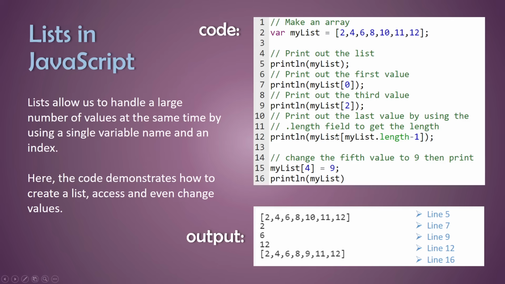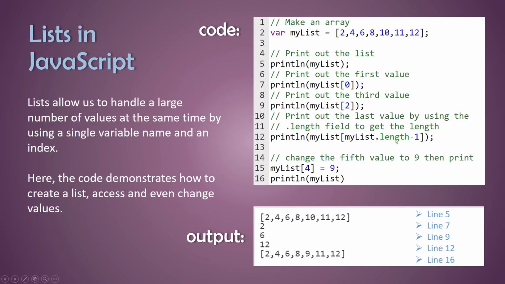And now how do we get the last value? Well, remember it starts at 0. So the length of this list is, what is it? 1, 2, 3, 4, 5, 6, 7. The length is 7. The last index would be 7 minus 1, right? 0, 1, 2, 3, 4, 5, 6. So that's why I use the length minus 1 here.